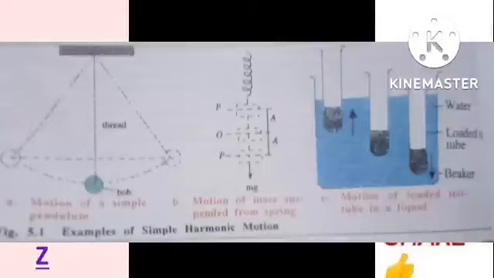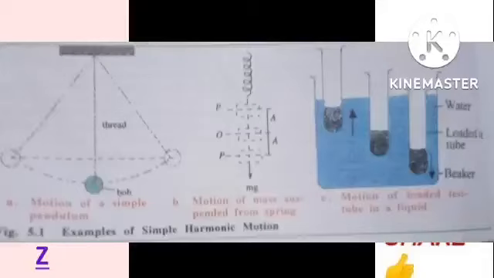Now, look at these three sets of diagrams. We have three different motions. First, we have the motion of a pendulum from side to side. As you can see, this pendulum is swinging and it is moving from left to right. It's continuing that motion. Secondly, you can see the motion of a mass suspended from a spring.